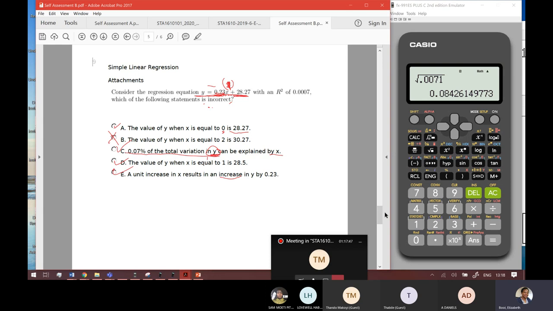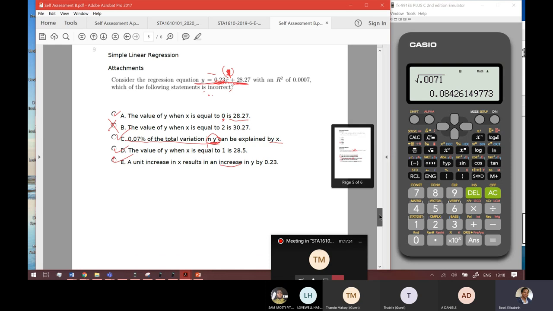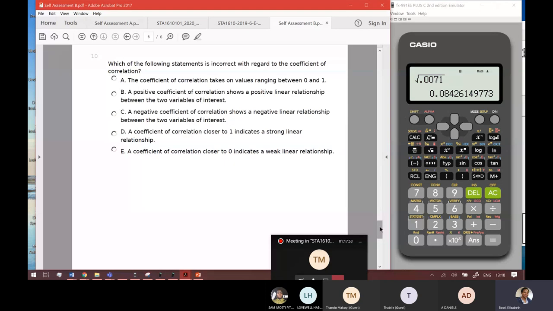And the last one, and then we can call it quits. So at least we are right on time. We don't have to spend 2 hours online. Which of the following statements is incorrect with regards to the coefficient of correlation? So now you need to know the coefficient of correlation and how to interpret it.